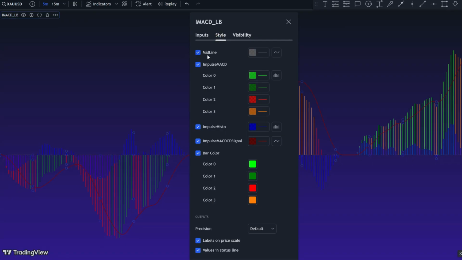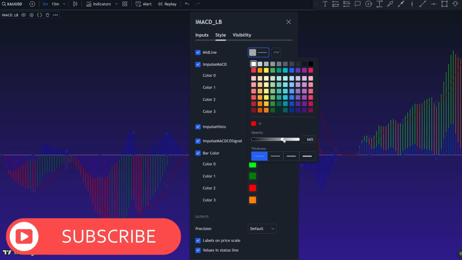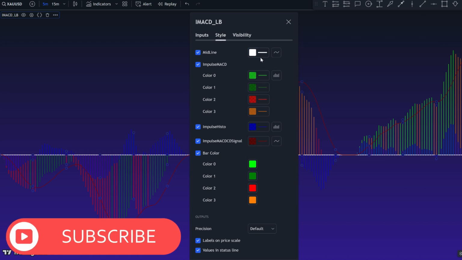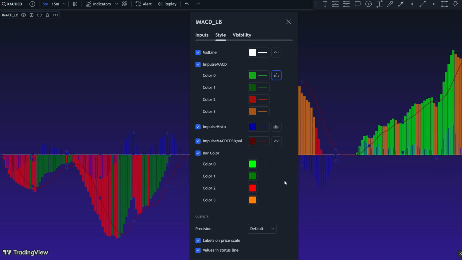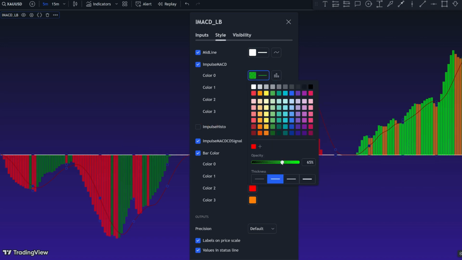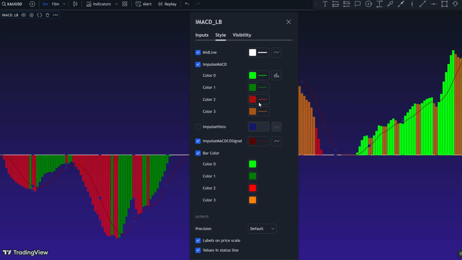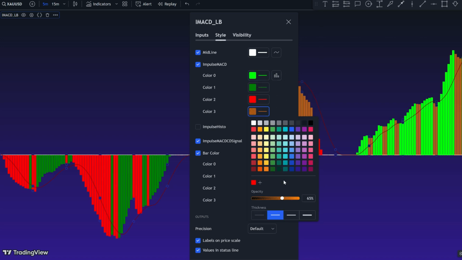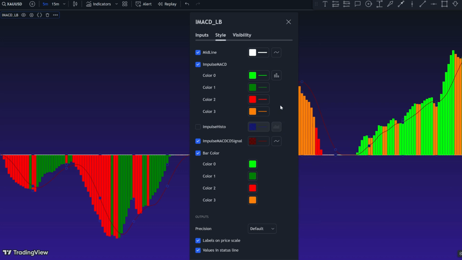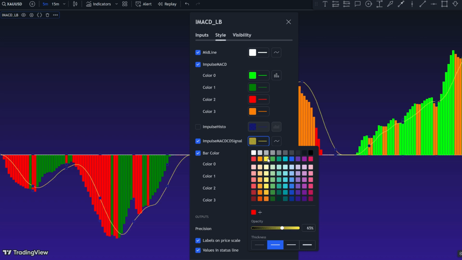Moving on to the style tab, let's make the middle line easier to see by tweaking its color or thickness. Switch the Impulse MACD option to columns. Then turn off the Impulse histogram. Make those Impulse MACD colors pop so they're hard to miss. Finally, check that the Impulse MACD signal is crystal clear.